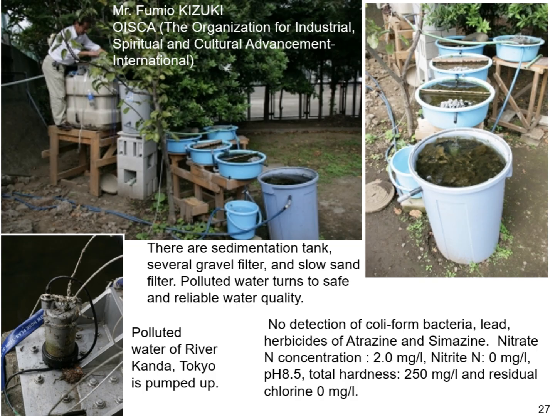Mr. Fumio Kazuki of OISCA examined the function of the EPS system in Tokyo. There were a sedimentation tank, several gravel filters, and a slow sand filter. Polluted water turned into safe and reliable water quality.